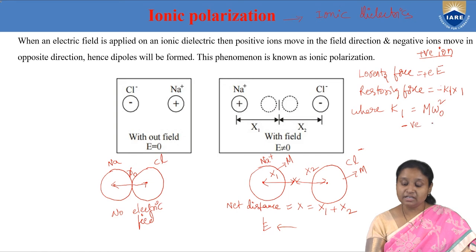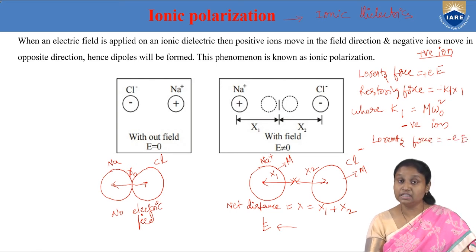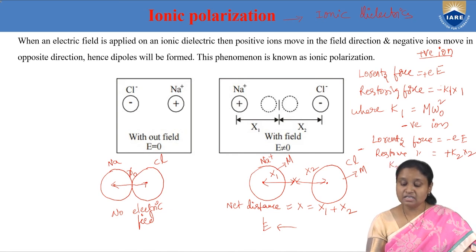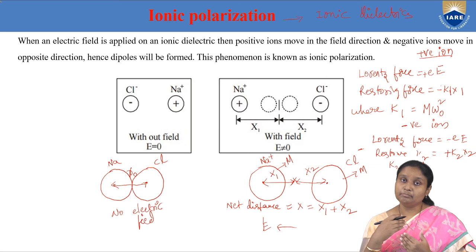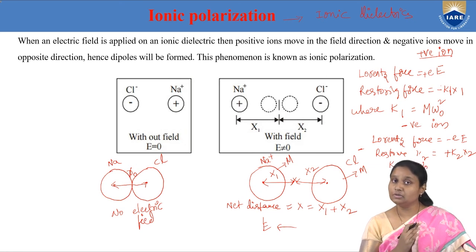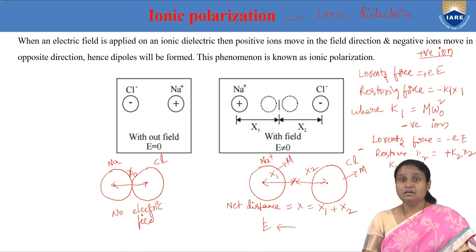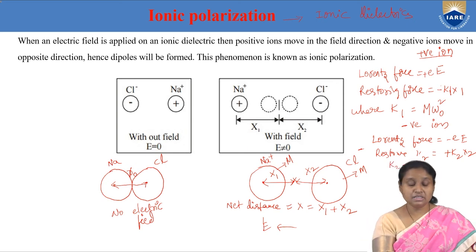Similarly, for the negative ion, the Lorentz force will be equal to minus eE because it is moving in the direction opposite to the field. The restoring force is plus K2 x2. What is K2? Again a force constant, given as the mass of the negative ion times the square of the natural frequency of the ion. One force is trying to separate them, and the restoring force tries to bring them back to their position. Then equilibrium is reached where the Lorentz force and restoring force balance, and the ions come to a stable condition at equilibrium.